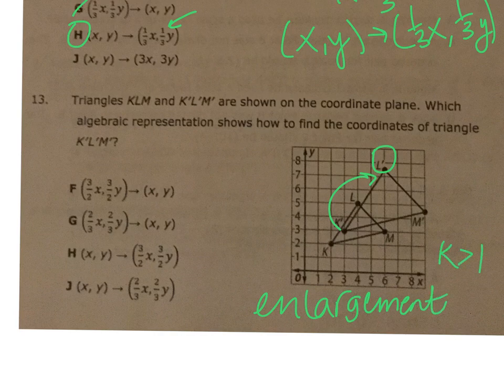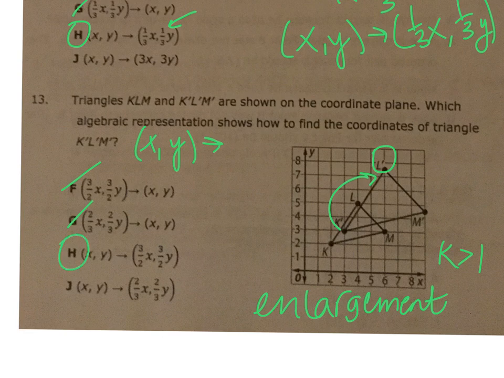And again, these are wrong. They don't start x, comma, y, arrow. So it's between H and J. So in this case, I have one that's greater than 1, 3/2, and one that's less than 1, 2/3. So I know it's going to be H.